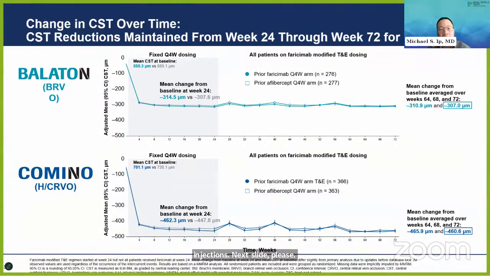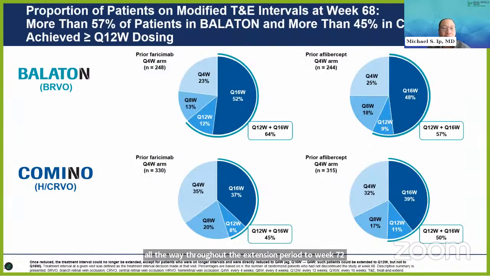And the central subfield thickness results show that there was robust and very quick reductions in central subfield thickness, both for BRVO and for CRVO, and this was sustained all the way throughout the extension period to week 72. Next slide.